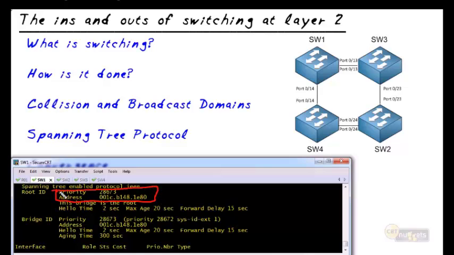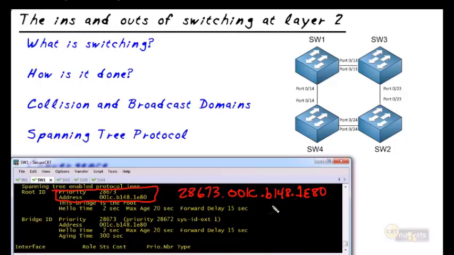So if you said, what is the bridge ID of switch number 1, you'd say 28673, and then you'd put maybe a period just for fun, 001C, B148, 1E80. And that is the bridge ID for switch number 1.